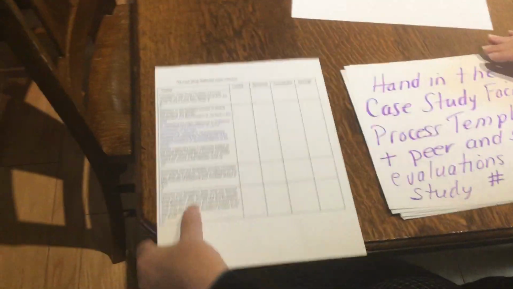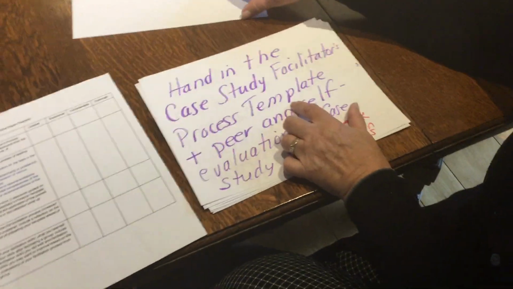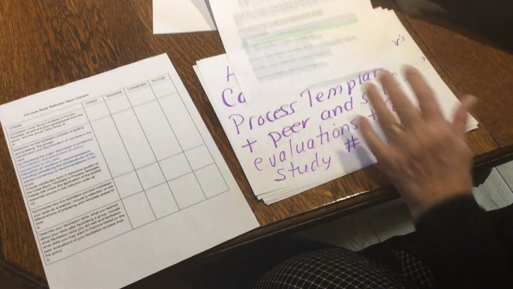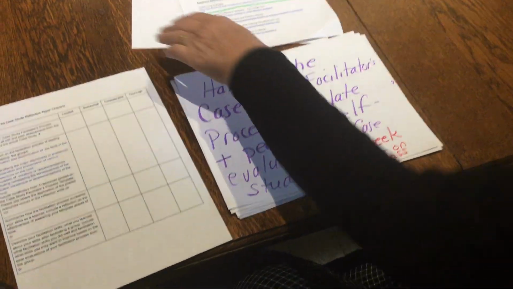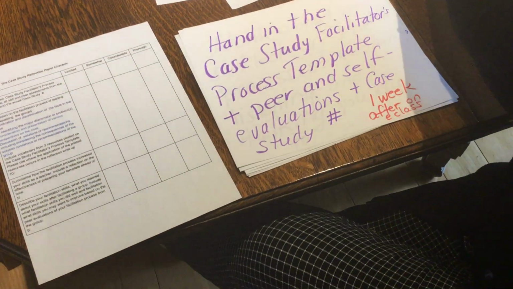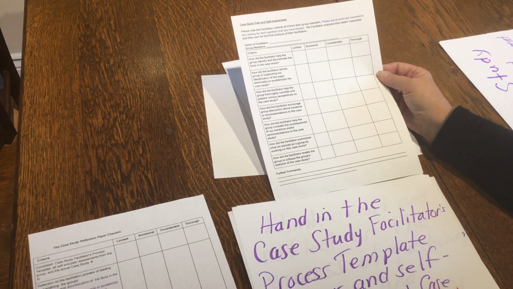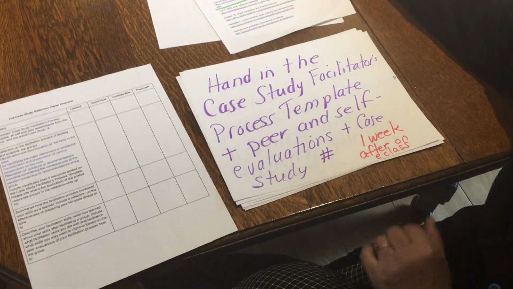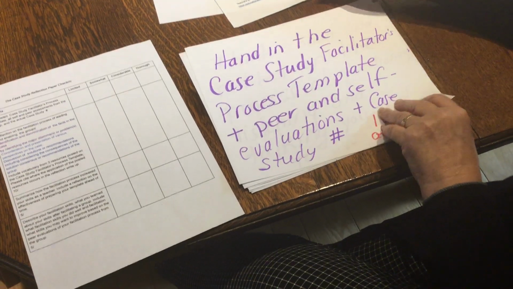First part is, and it's worth 5 marks, is to hand in the case study facilitation process template, and it looks like this with your own notes on it, etc. And the peer and self-evaluation form, which looks like this. And you'll have 3 or 4 of those depending on how many are in your group, and maybe 5 if there's 5 in your group, because you do the self one yourself. And then you just put the case study number so I know what case study you were doing.